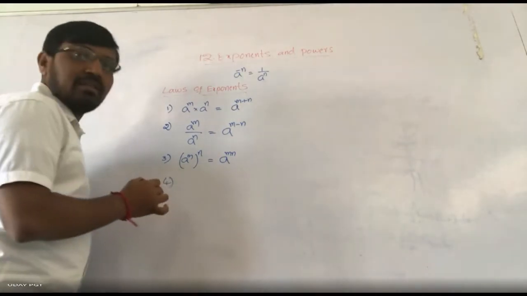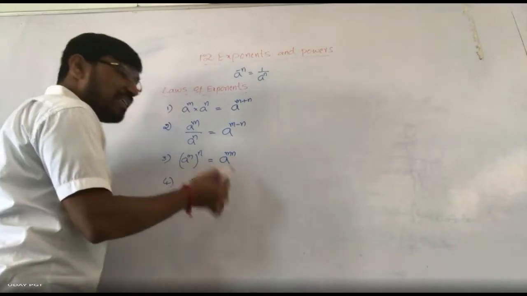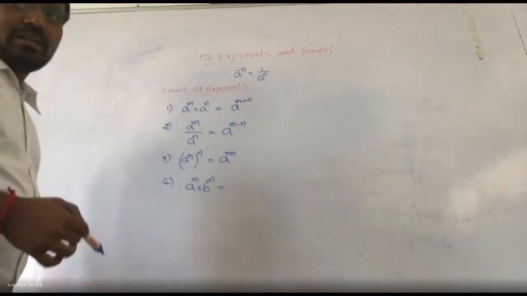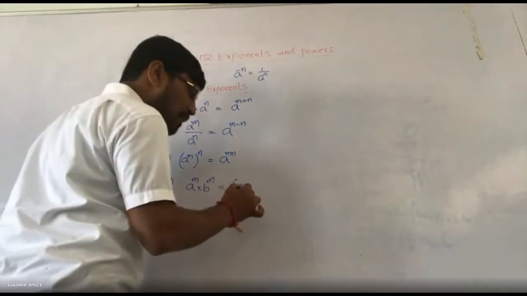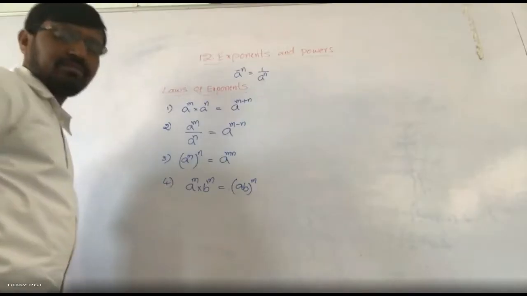The next thing, is it clear to you? A power m, b power m: the power is the same, but the bases are different. Then you can write this as a completely whole power. AB whole power m.